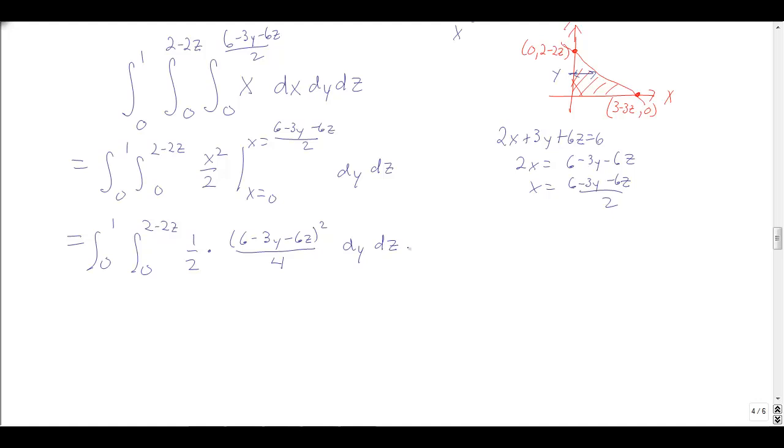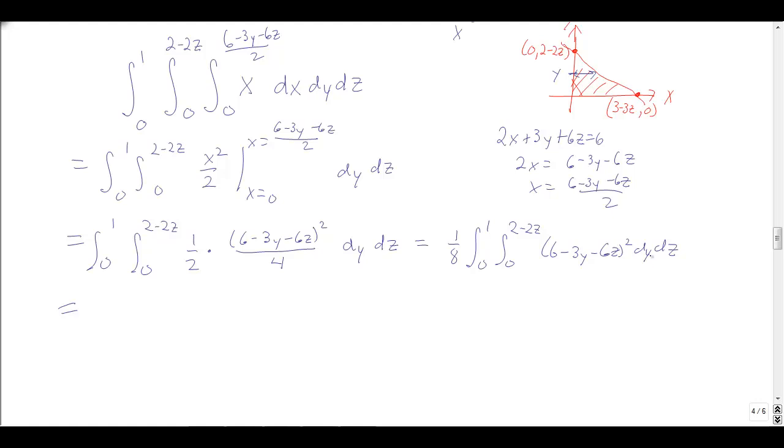Now what I'm going to get, let's just rewrite this. The 2 and the 4, I can get a 1/8 on the outside. 0 to 1, 0 to 2 minus 2z. That's my y bounds. And I have (6 minus 3y minus 6z) squared dy dz. Now, one thing that I'm tempted to do is sort of FOIL out this square, multiply out this square, expand this. I guess FOIL doesn't work because it's a trinomial. But expand this out here and get something.